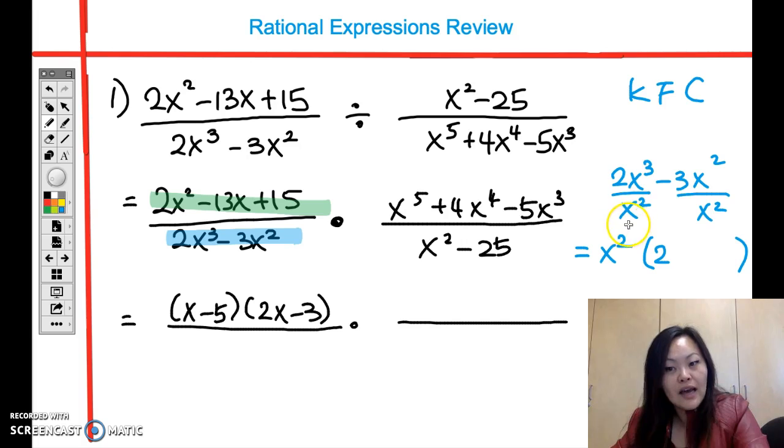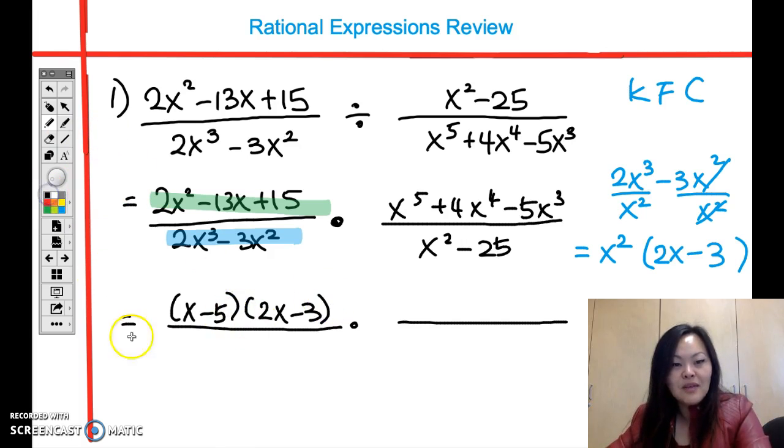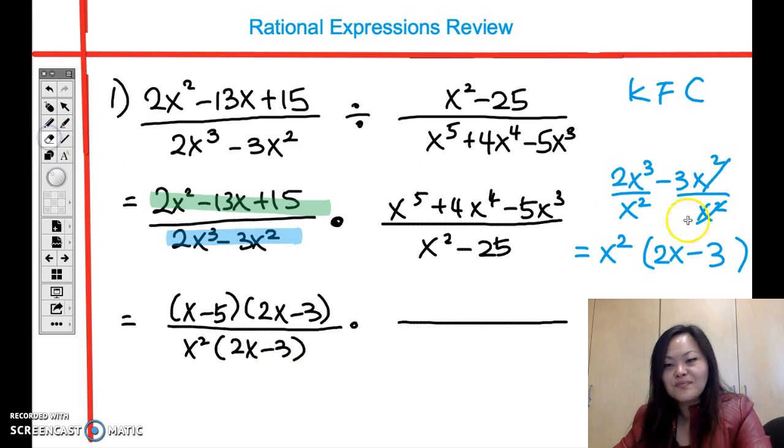3x is on top, 2 at the bottom. So the 2s cancel out, and then I have 1 left. Minus the x squared gets canceled out, so I'm left with minus 3. And that's it. I cannot factor anymore with the 2x minus 3. So that is my factored form down here: x squared times 2x minus 3. Now I'm going to erase that as well.